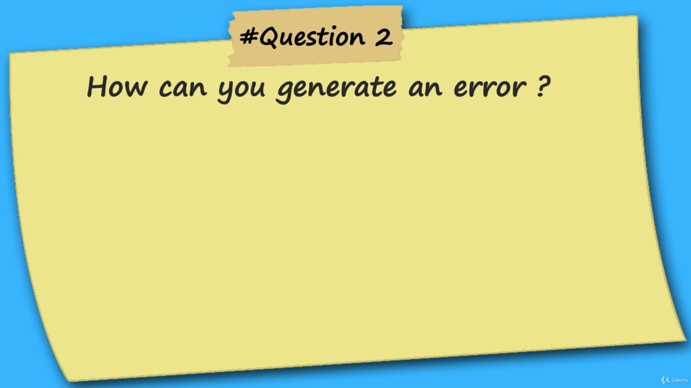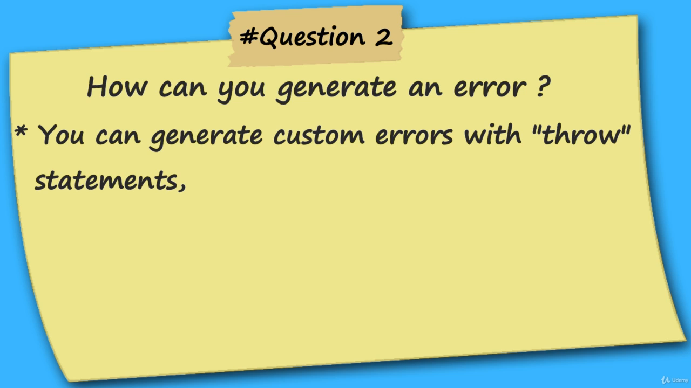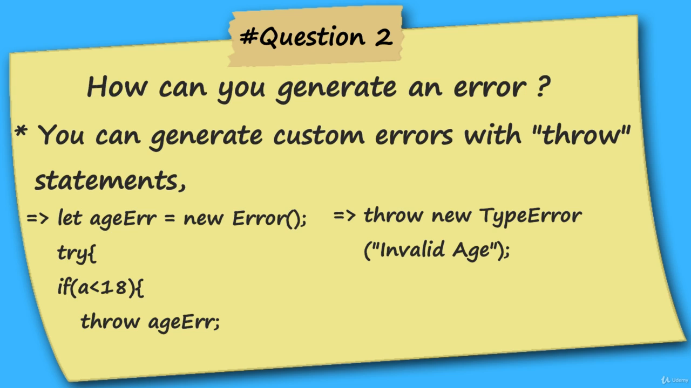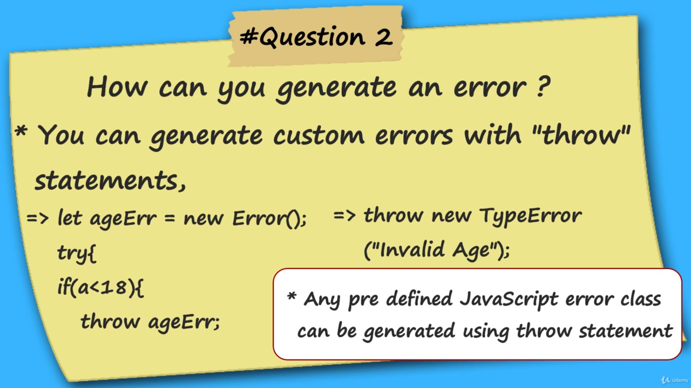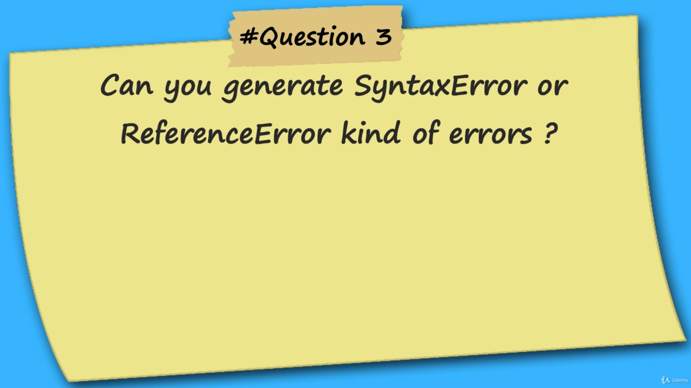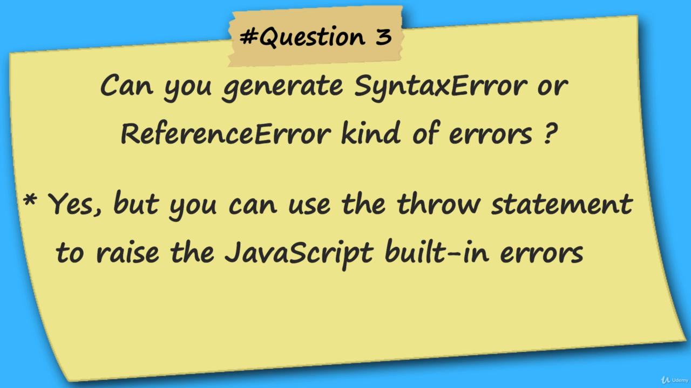The second question is, how can you generate an error? So you can generate your custom error using this throw statement, right? As I mentioned, error, type error, syntax error, all these. So you have your custom error with the error class like this one, or the type error and syntax error, or any predefined JavaScript error class can also be generated using throw statements. The third question is, can you generate syntax error or reference error kind of predefined JavaScript errors? Yes, as I just mentioned, these are the predefined JavaScript errors, but you can use the throw statement to raise the JavaScript built-in errors as well.